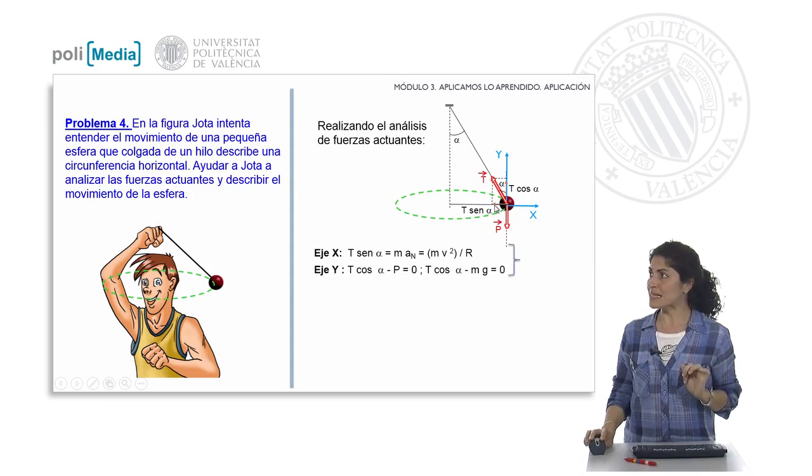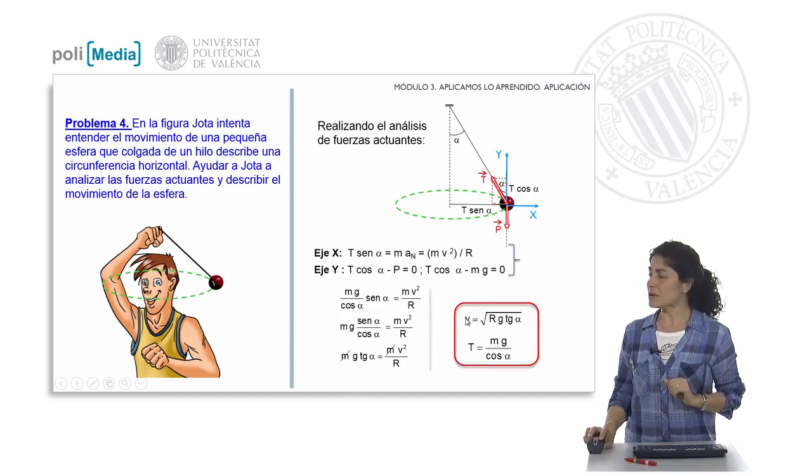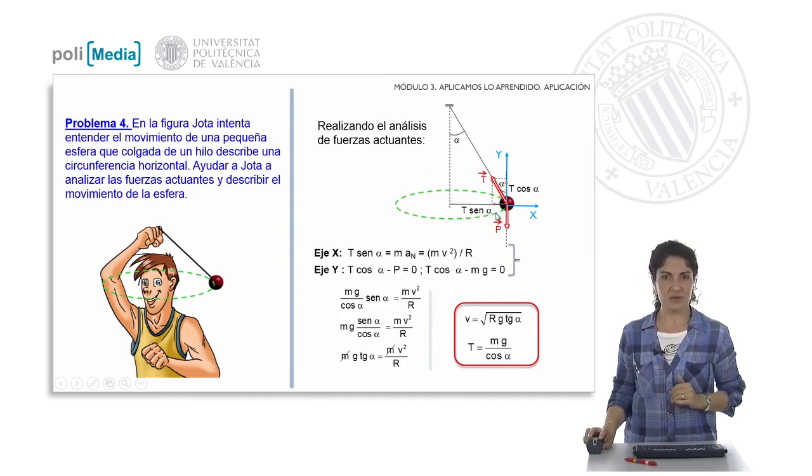But I have acceleration, the normal acceleration, on the y-axis, as we have done before, with the decomposition of forces, and this allows me to obtain, by solving my system directly already, the velocity and the tension that I was interested in, to describe and understand the motion of the sphere that we were interested in, to explain it to Jota.